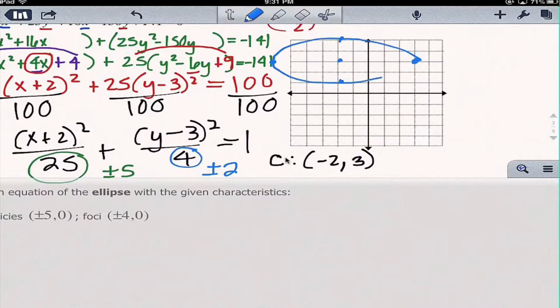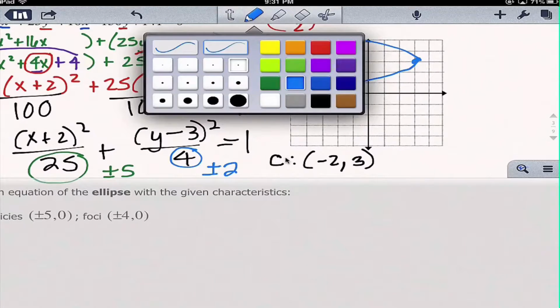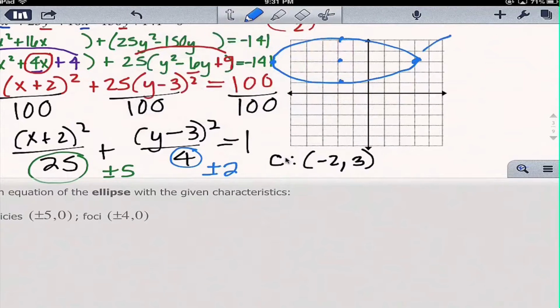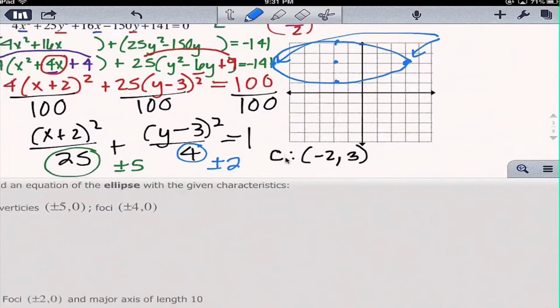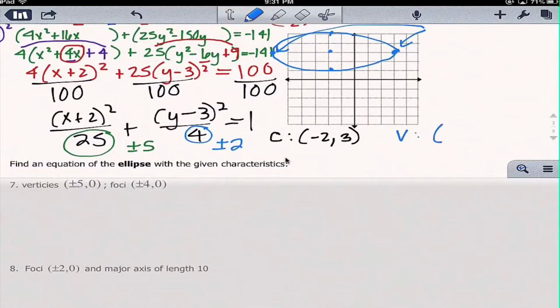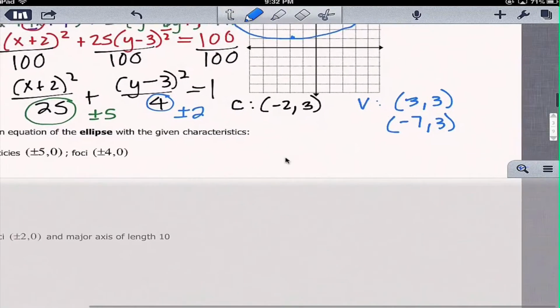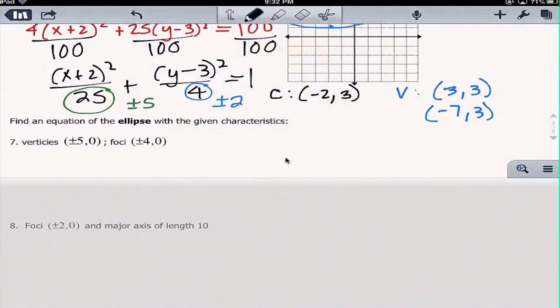Okay, so this is what my ellipse would actually look like. Now, our vertices for our ellipse are always how far we went out in the bigger direction. So in this case, since x has the bigger denominator, those are the vertices. If y had been the bigger denominator, those would have been the vertices. So our vertices here are going to be 3, 3, and let's see, we went negative 7, 3. And we can look at our graph and figure out what that specific ordered pair is in order to write them down.